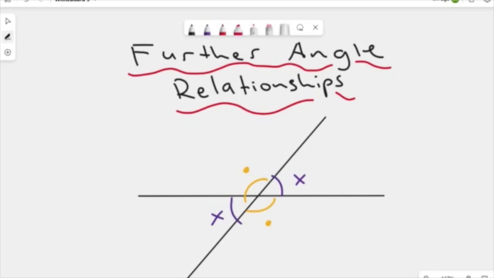So, last lesson, we established that vertically opposite angles are equal. We drew this together with the idea of angles on a straight line summing up to 180 degrees, and from that we're able to deduce that if I have angles that are vertically opposite, like these orange dots and these purple crosses, then they're going to be equal. And we can actually see this visually, even just by looking at it.